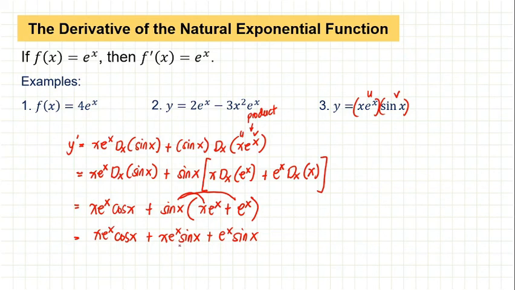Okay, then after that, as you can see, e raised to x is common, so we can factor out e raised to x. So what's left is x cosine x plus x sine x, and we have sine x. And that is our final answer.